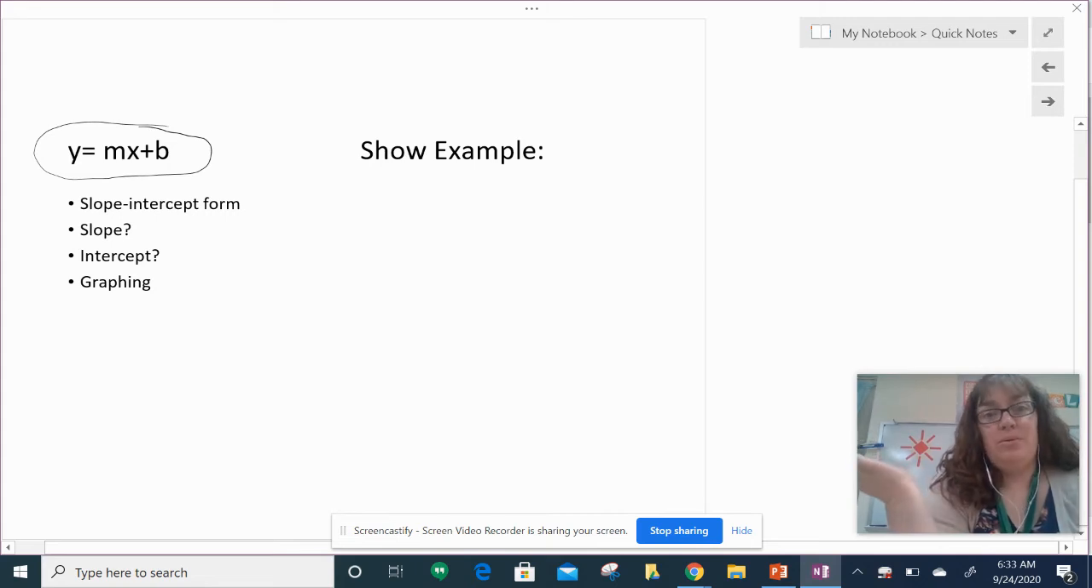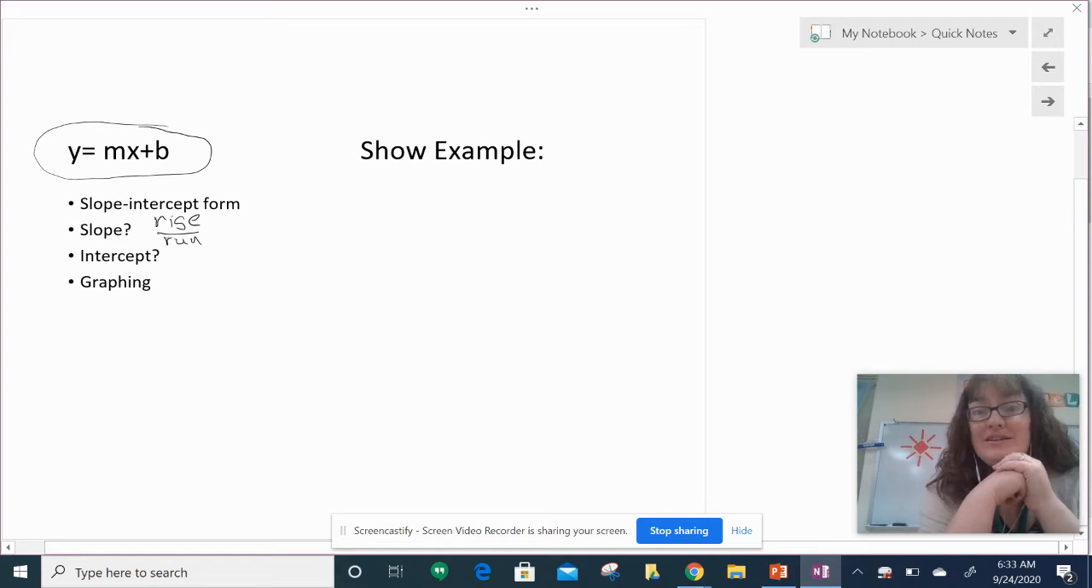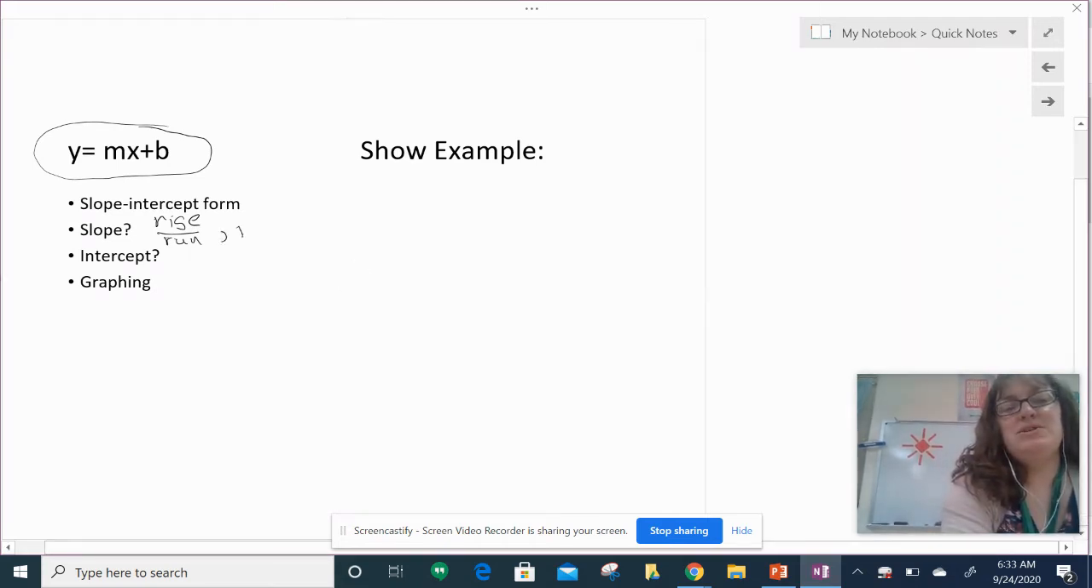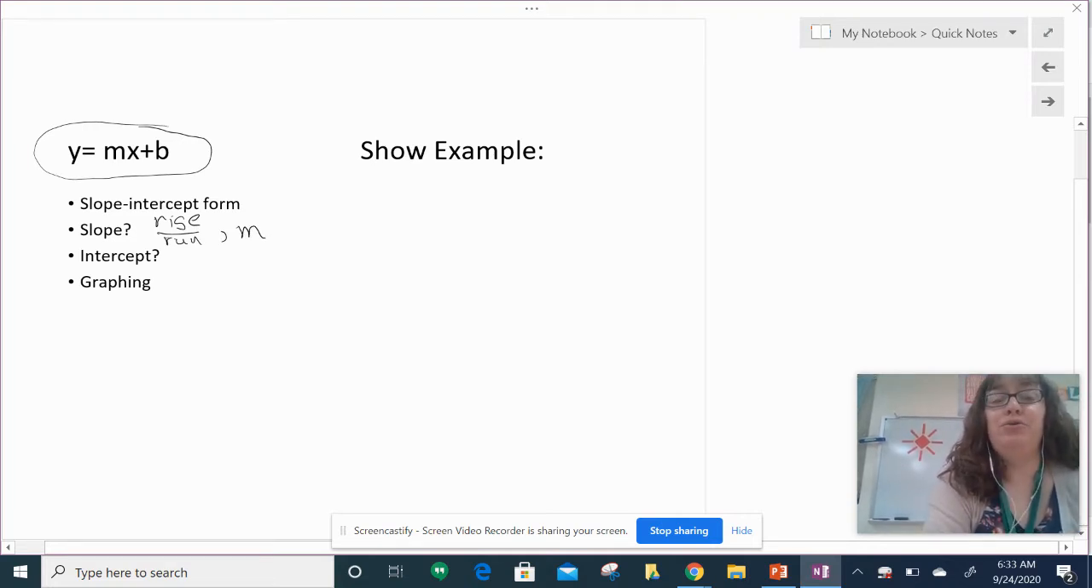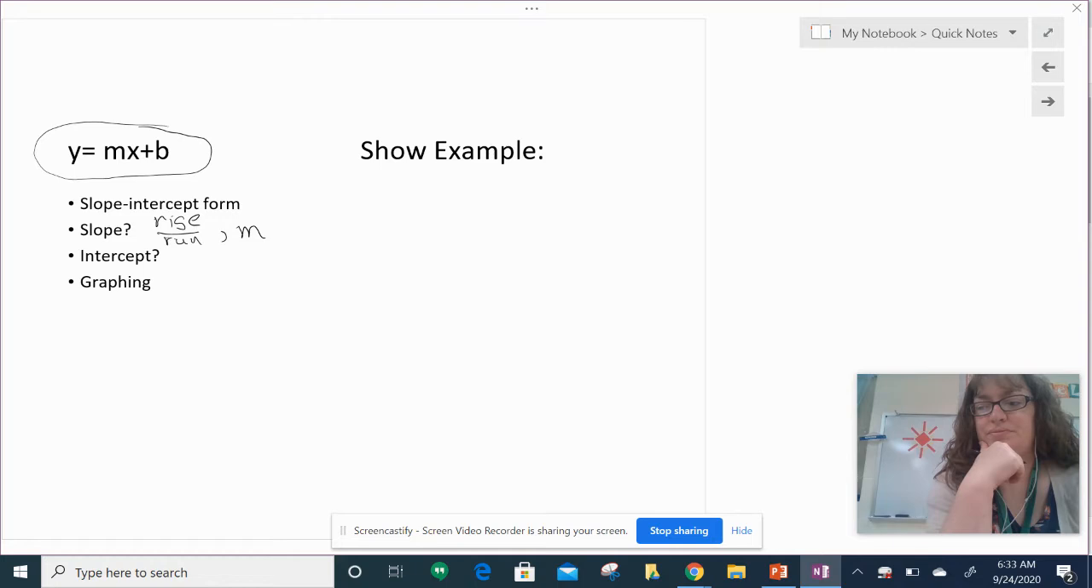What is a slope? Some people say slope is the steepness of a line. That is correct. Some people may even say the slope is the rise over the run. You've probably heard that spoken before. That is also correct. The letter that represents slope in this equation is the m. And the slope tells us how to move. The slope tells us how much to rise and how much to run. In other words, the steepness of our line.